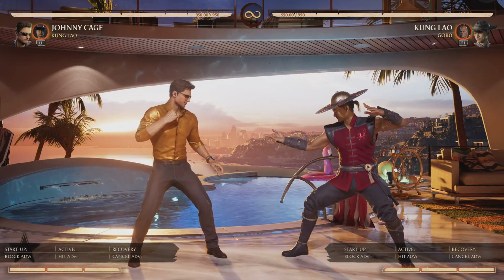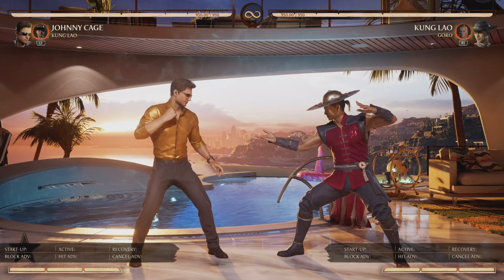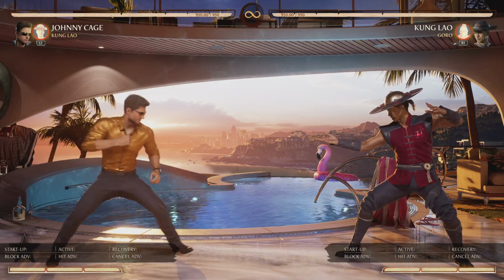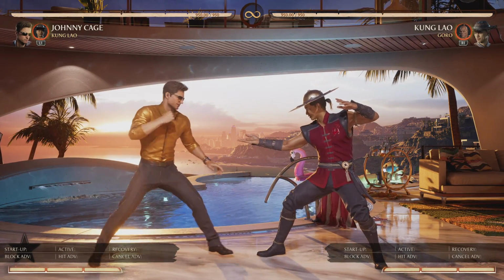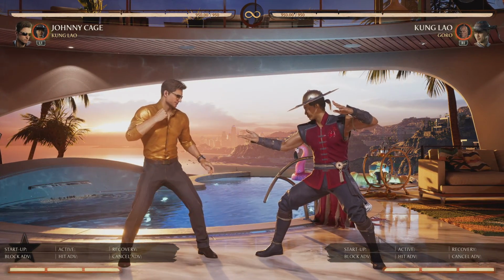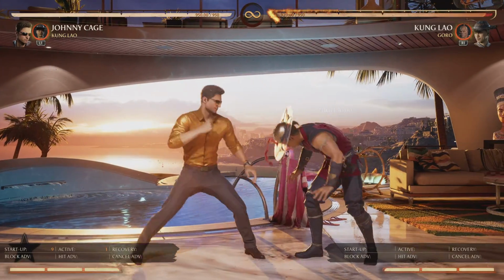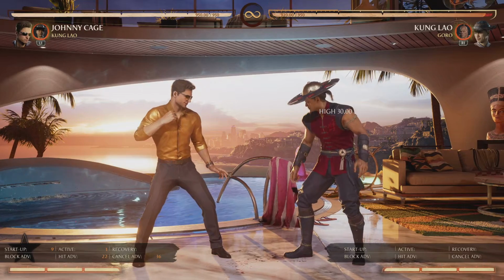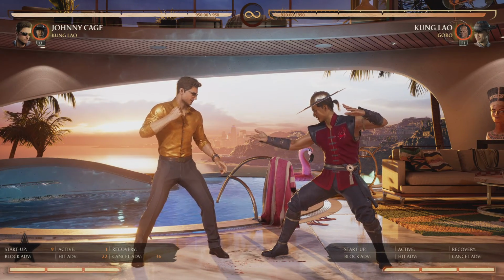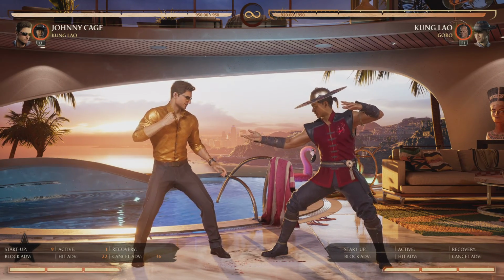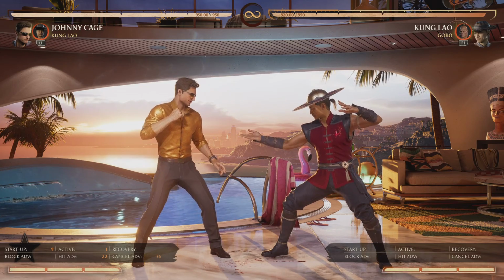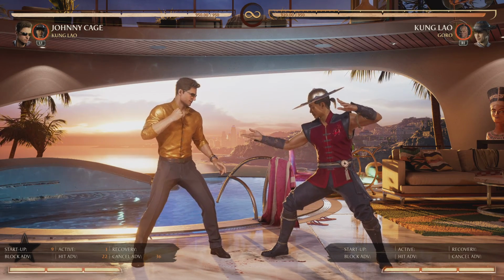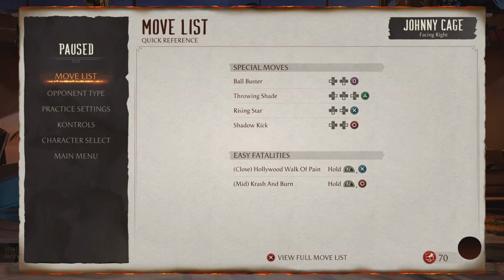Now, block advantage. We'll touch on that next. Hit advantage shows how many frames the opponent is basically stunned for. So if I hit him with forward 1, you can see in the bottom left that the hit advantage is 22. That means for 22 frames, this character cannot press a button.